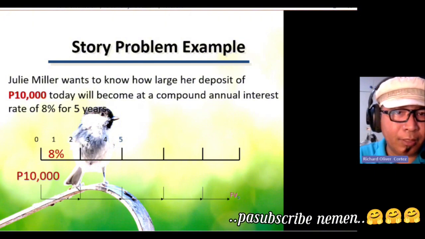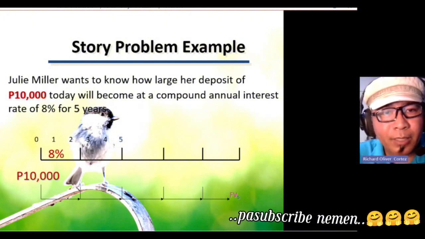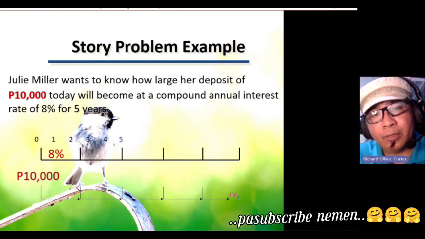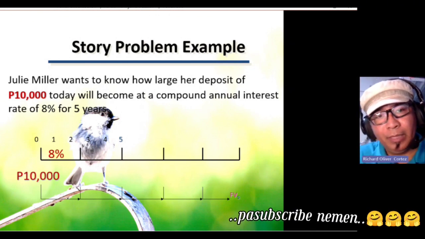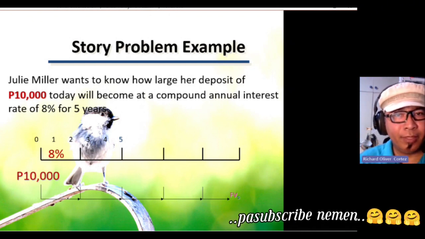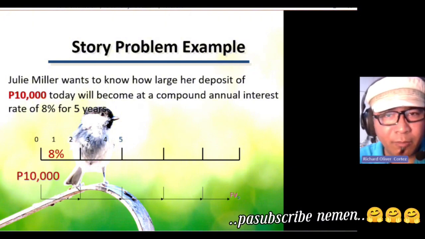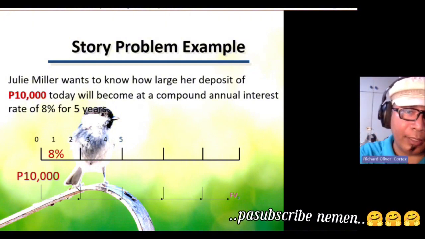Now, sa ating next example, so let us talk about Julie Miller. So, meron siyang deposit sa bangko, 10,000 pesos. No? So you can be Julie Miller, no? Pwede ikaw si Julie mag-invest, no? So anybody from you guys out there, no? You can deposit bago ng amount. No? Now, tayo kay Julie Miller.